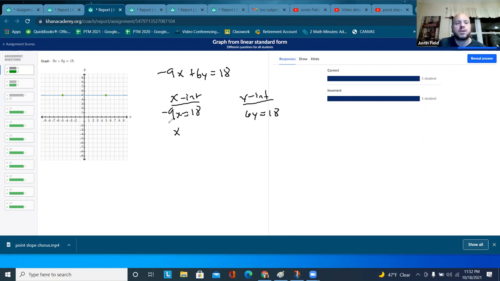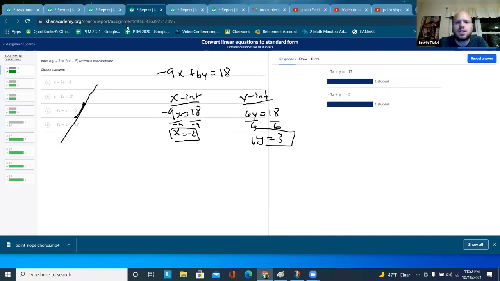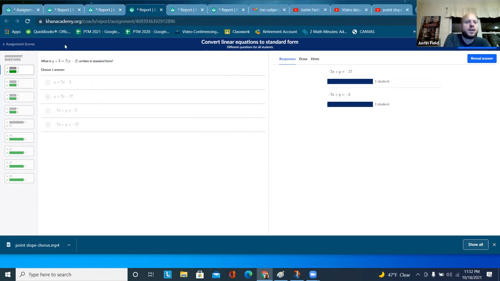So this would be divide by negative 2, and divide by 3. So now I'm going to graph those: put a point at y equals 3, put a point at x equals negative 2, and graph my line. Make sense? Hope so.